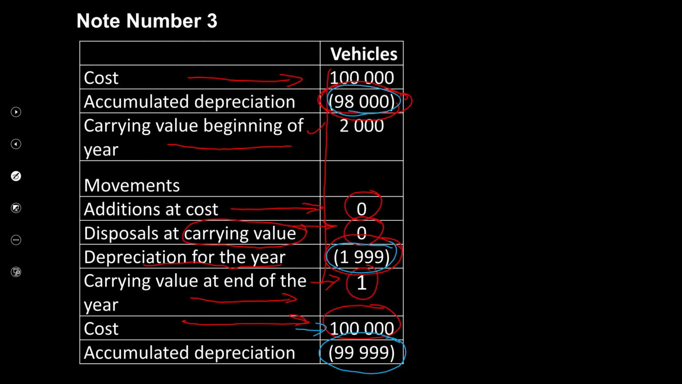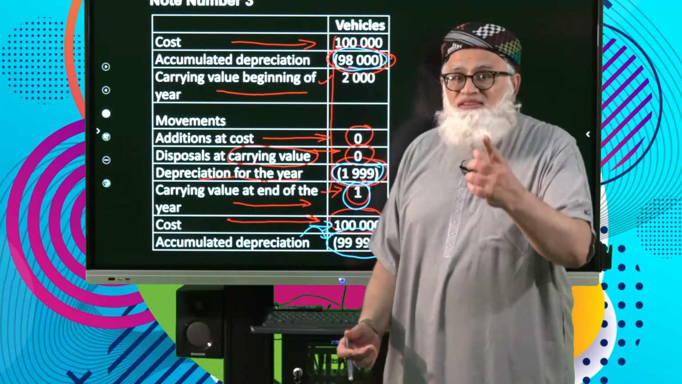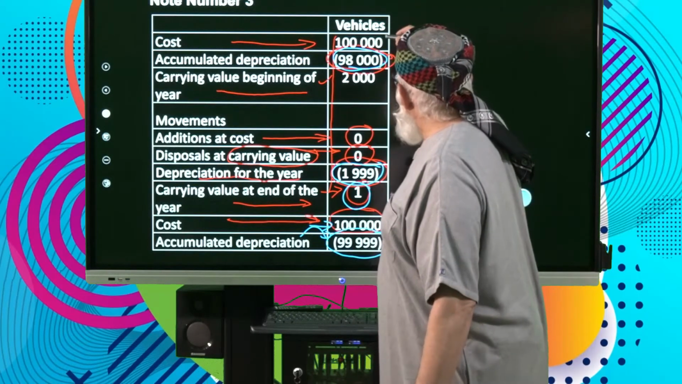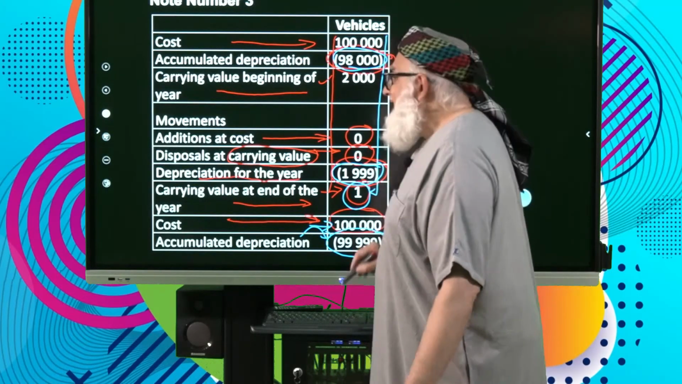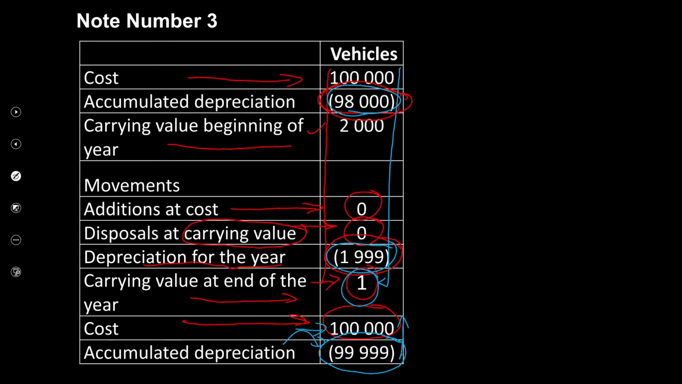100,000 is my cost price, less my accumulated depreciation of 99,999 rand will give me a carrying value of 1 rand. This means, therefore, you can see that your note number 3, you can actually do a check to see whether you get the 1 rand starting from the top, working to the 1 rand, and also working upwards in terms of taking the cost price at the end of the year, subtracting your accumulated depreciation at the end of the year, and that will also give you a figure of 1 rand.